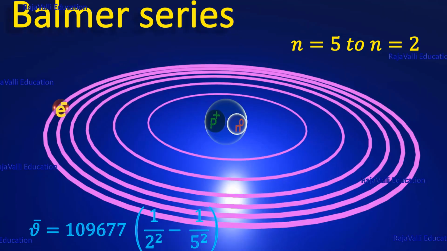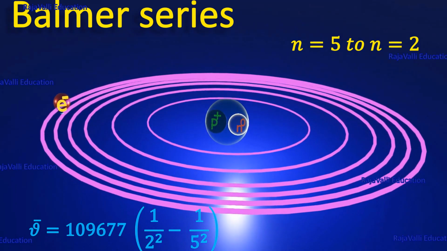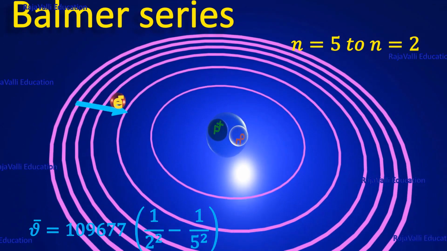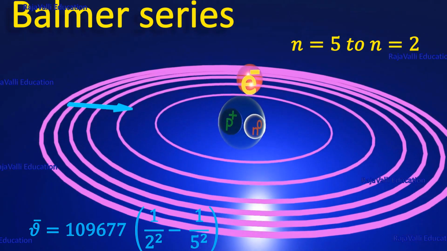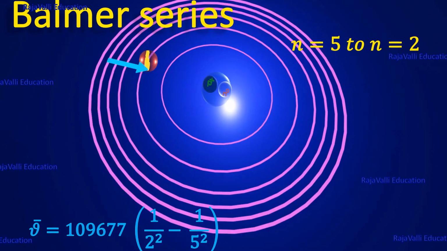Next, the electron returns from n equal to 5 to n equal to 2. It emits blue color radiation. Its wave number is equal to 109677 into 1 by 2 square minus 1 by 5 square.